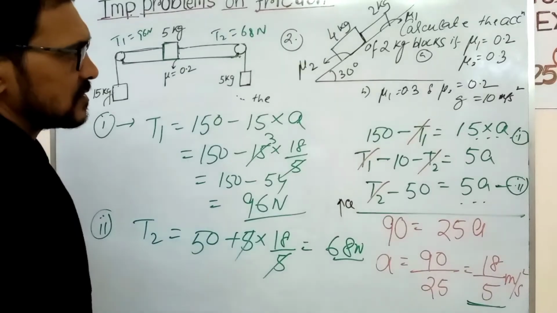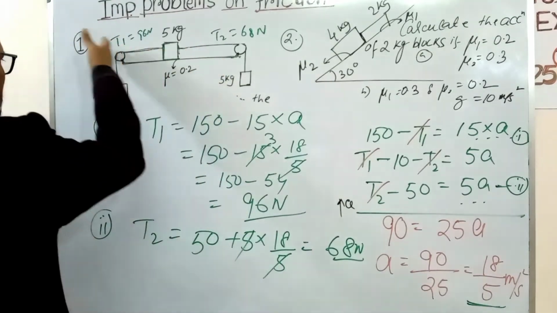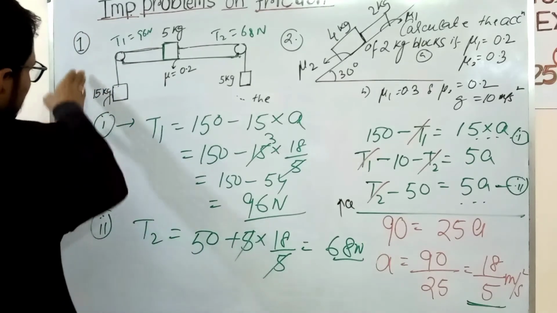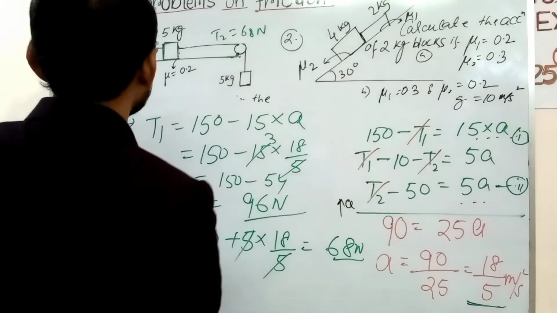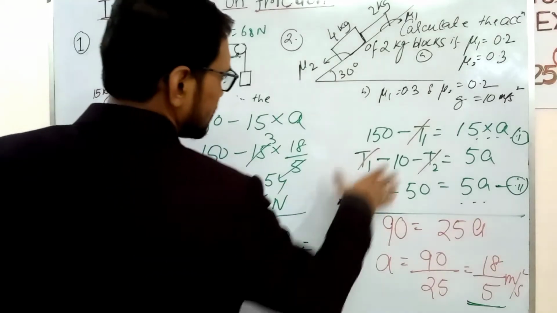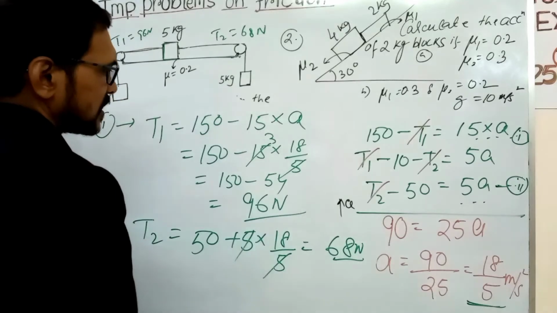Okay, just write the three equations of this system. The whole blocks will move in this direction, and I have shown the direction of acceleration in this direction. First write the equation of motion for every block, then you get the required value.